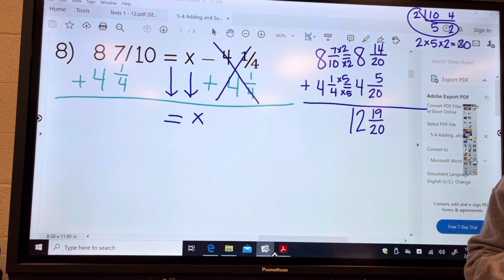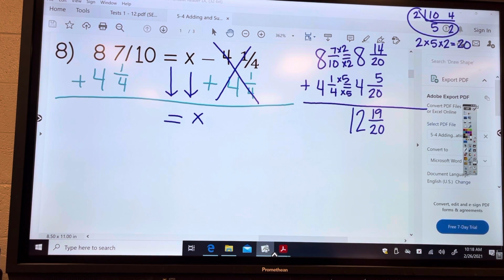How many people got 12 19/20? Yes, ma'am. You better hurry. 12 19/20. How many people got that? Yay, very good. Okay, I want you to flip your paper over.